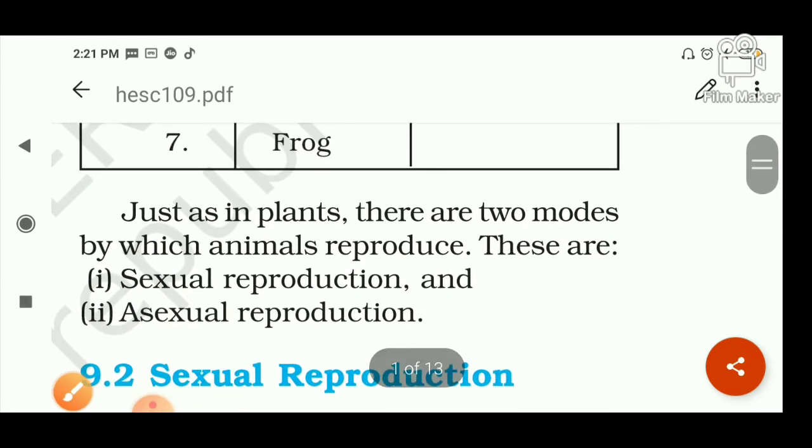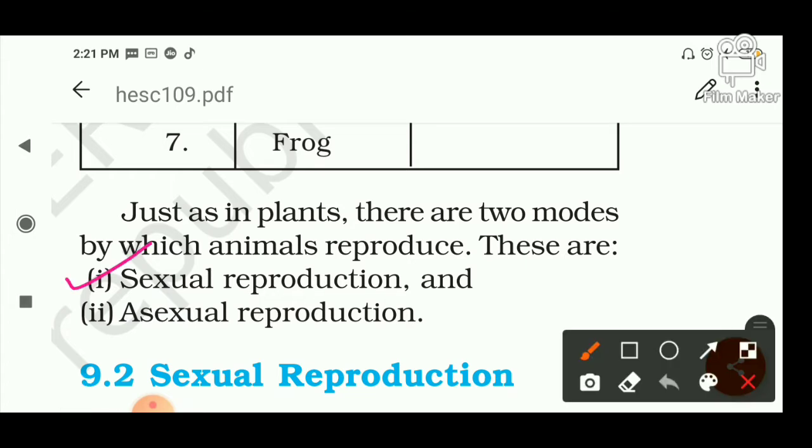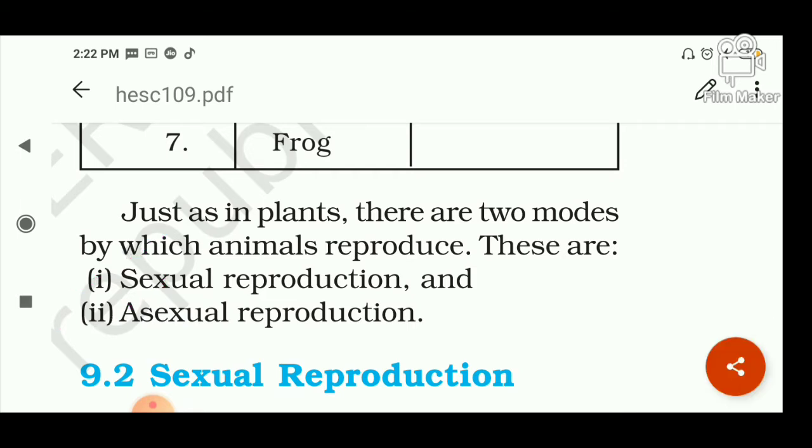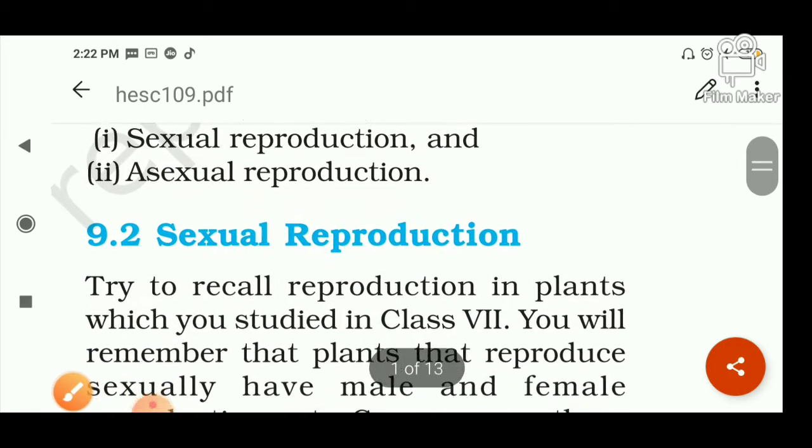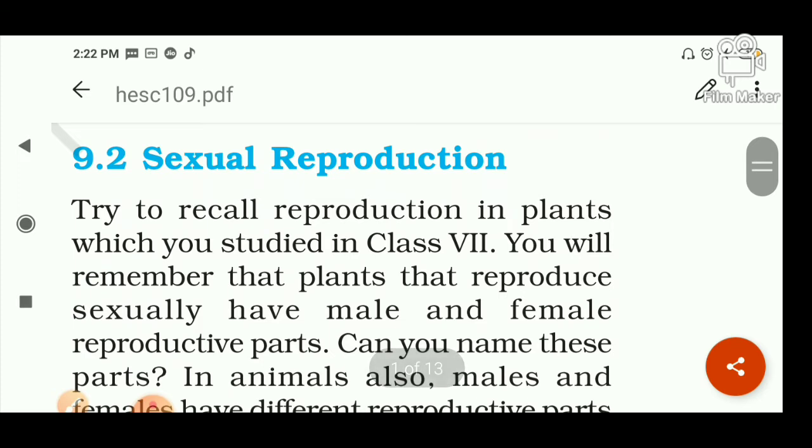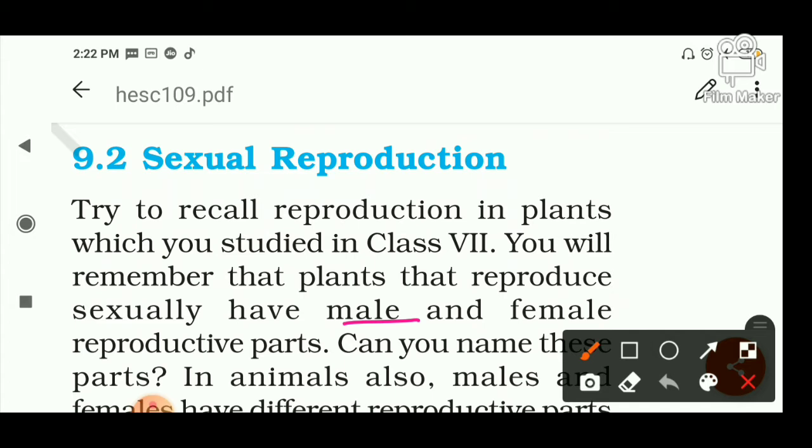Just as in plants, there are two modes by which animals reproduce. It means these are also the sexual as well as the asexual modes of reproduction. Today we will discuss sexual reproduction. The mode of reproduction that involves a male as well as a female is called sexual reproduction, right? Both produce special cells which are called sex cells or gametes. They are also called the male gamete and the female gamete respectively.